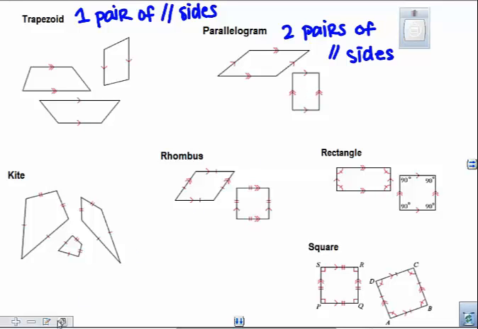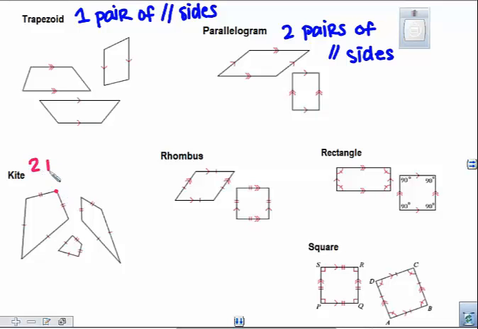A kite has no parallel sides, but two sets of congruent sides. But the ones that are congruent to each other have to be consecutive. That means that they're touching. So these that have two tick marks, because they're the same, they meet.